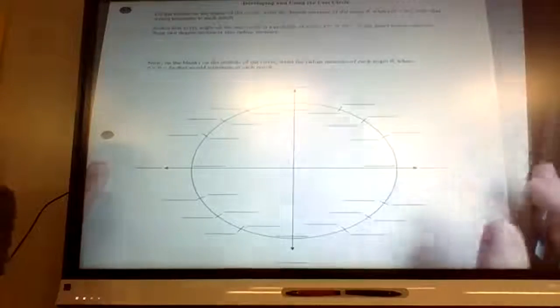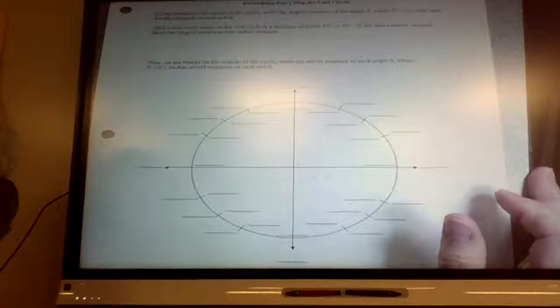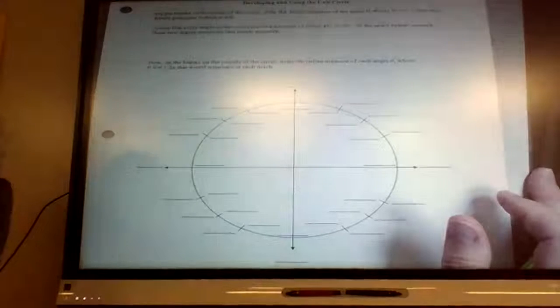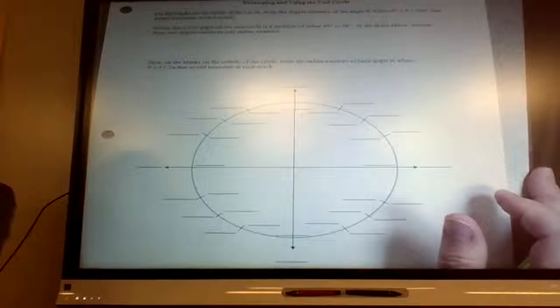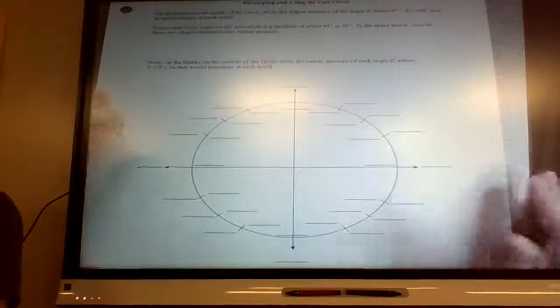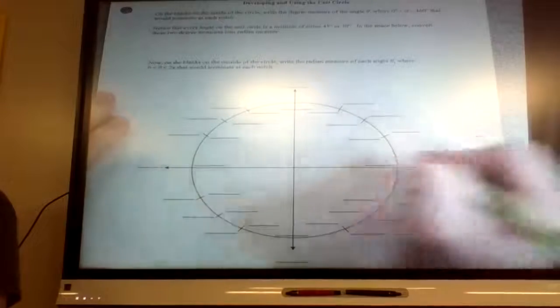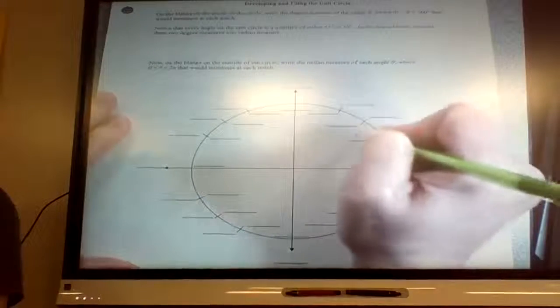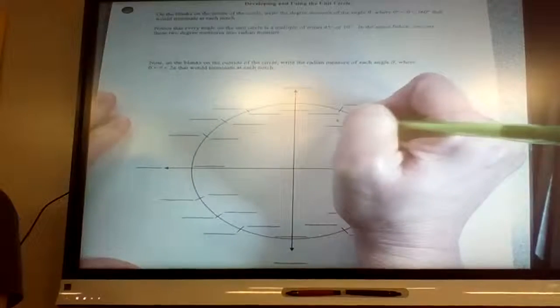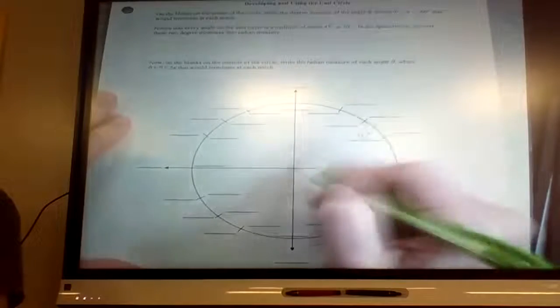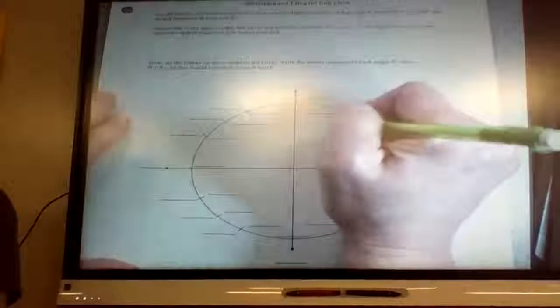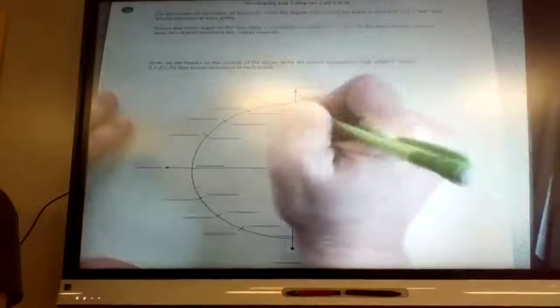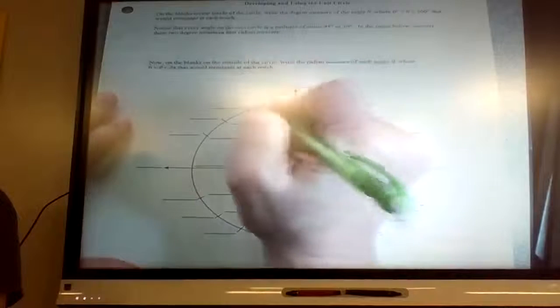On the blanks inside the circle, write the degree measure of the angle theta, where theta is between 0 and 360, that would terminate at each notch. Okay, so this would be 360 degrees because we're actually not starting with 0. See, 0 is not included. So if I went up to here, that would be 30 degrees. What would this one be? It's like halfway. 45. This one would be 60. How many degrees is this? 90.